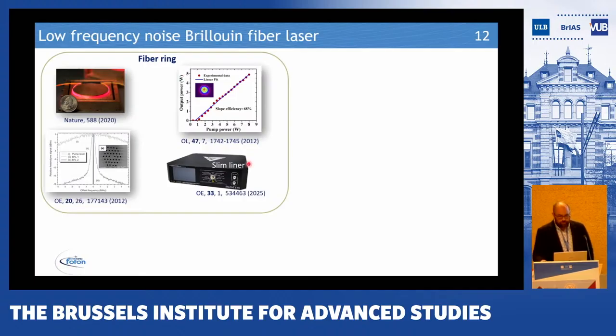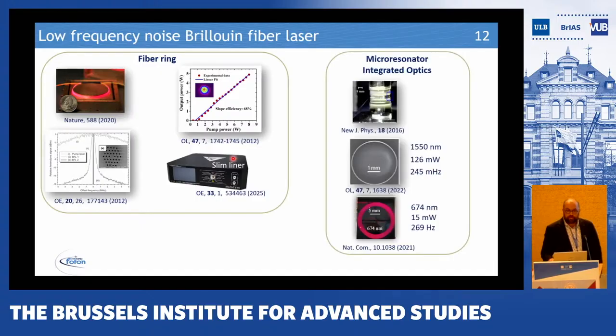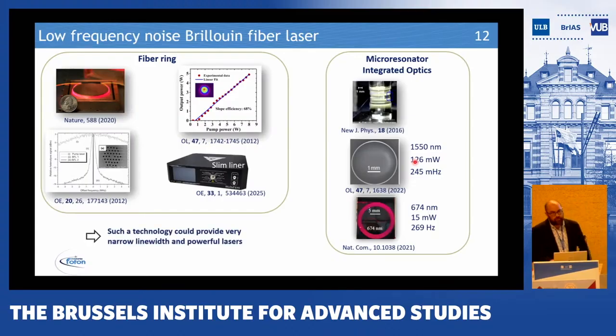And from our lab, there are also some commercial devices that have been developed, like the Slimliner here, that propose line widths at the millihertz level in the telecom range. There are also promising results that have been demonstrated in microresonators and integrated optics, with also hundreds of millihertz line widths and hundreds of milliwatts of output power. So definitely, Brillouin laser, in particular Brillouin fiber laser, is an interesting technology to combine a powerful laser and a narrow line width laser.